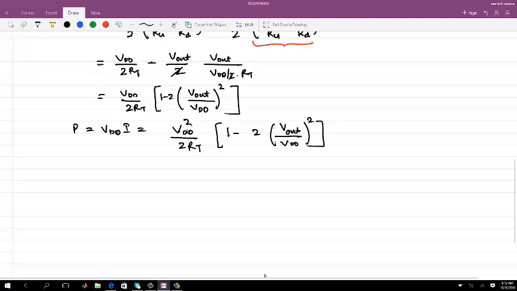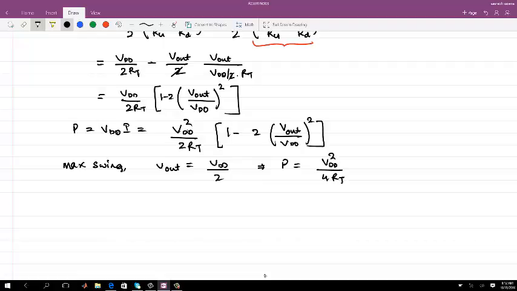So when we wanted the maximum swing, we had V out equal to VDD by 2, right? Which implies that the power consumption, substituting back there, is VDD square by 4RT. This is what we had when we wanted the maximum swing at the output. Now, if you want to reduce the swing, let's say the minimum swing will be 0. V out is equal to 0. This leads to the power consumption of VDD square by 2RT.